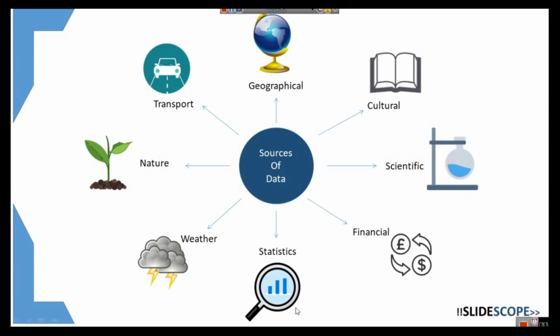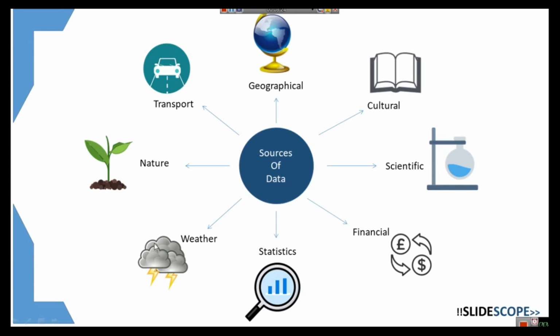Then we have data from statistics, or statistical data. Statistics is basically a science that involves data collection, data interpretation, and data validation. So statistical data analysis is a procedure of performing various statistical operations, and depending upon the number of variables, the researchers perform different statistical techniques.